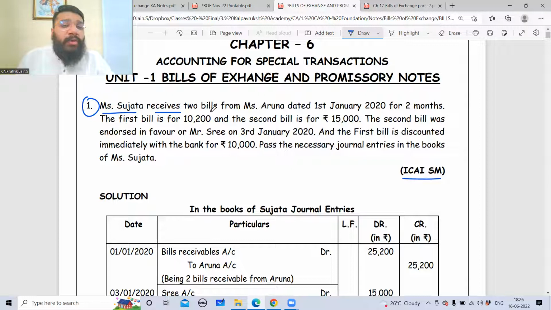Mrs. Sujata receives a bill from Mrs. Aruna, dated 1st January 2020 for 2 months. Please tell me who's Sujata and who's Aruna? Who's the customer, who's the buyer? Who's the drawer, who's the drawee?